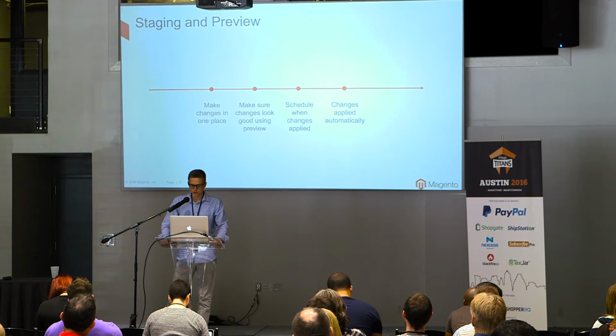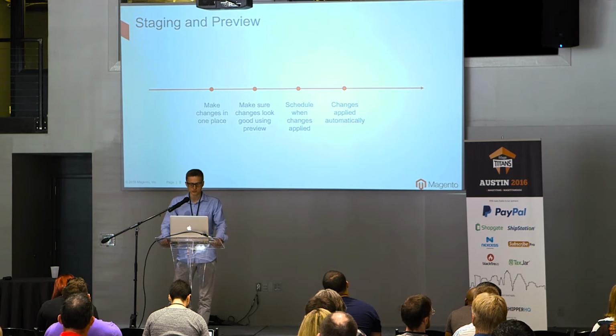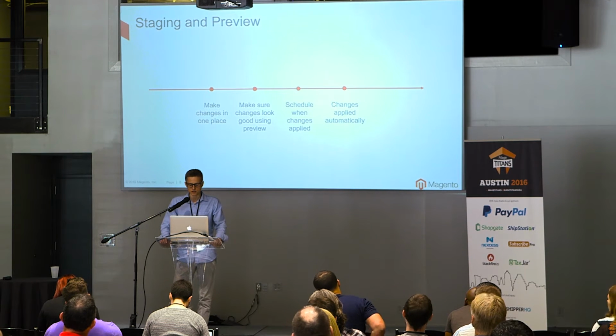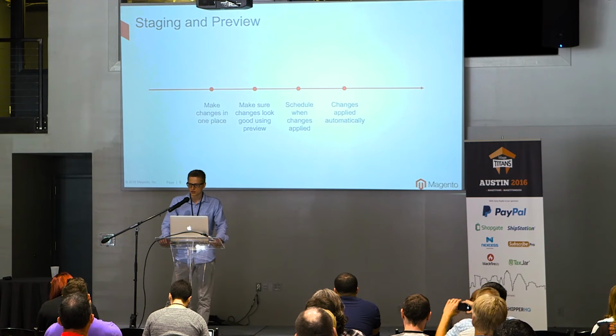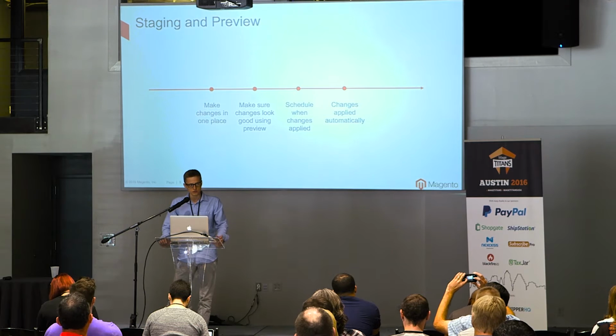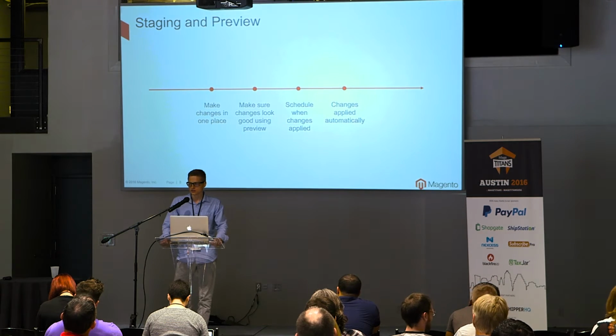So in Magento Enterprise Edition 2.1, we added the staging and preview feature that allows you to make changes in one place. Then you can make sure that changes look good using a preview, and you can schedule when changes will be applied. Then changes will be applied automatically. You don't need to worry about that. And it is very convenient if you have a high traffic store. You don't need to stay up very late to wait until traffic goes down. Staging will roll out changes automatically.